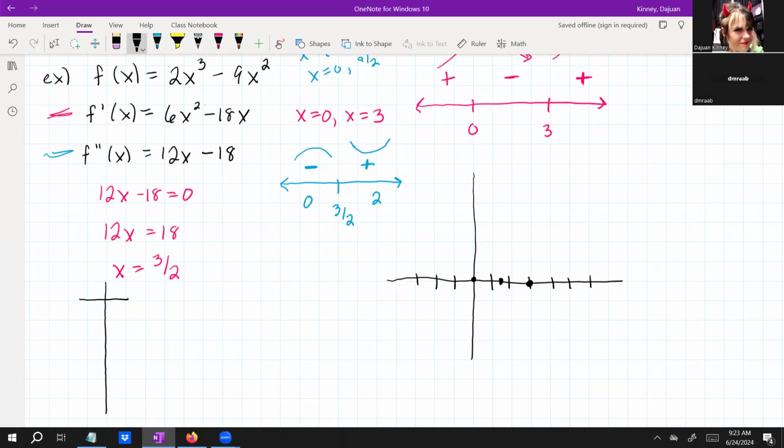Okay, so I'm going to make myself a little T-chart. 0, 3, and 3 halves. I'm going to plug these into my original equation and solve. All right, I'm going to do this with my calculator off to the side. 2 third minus 9 times 3 squared.